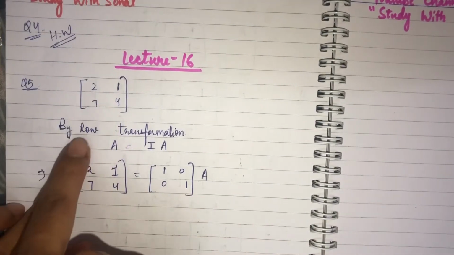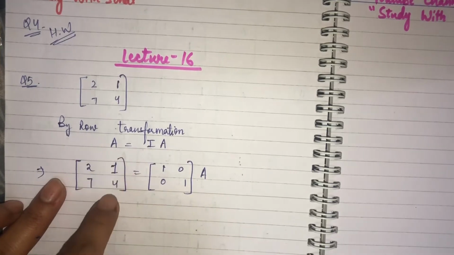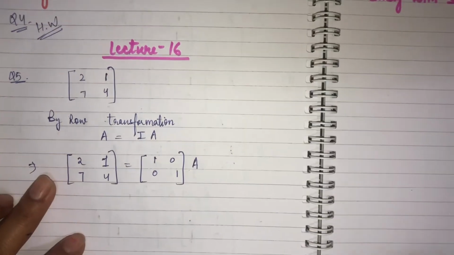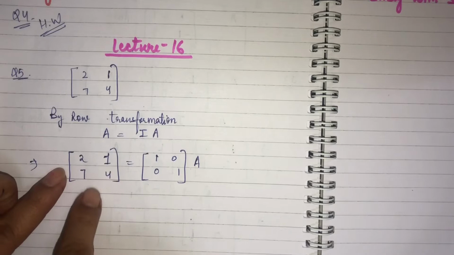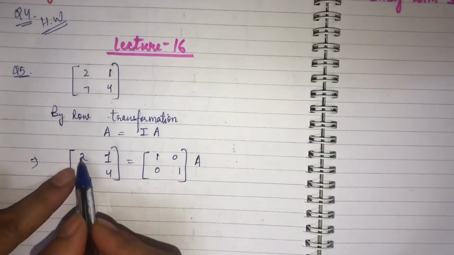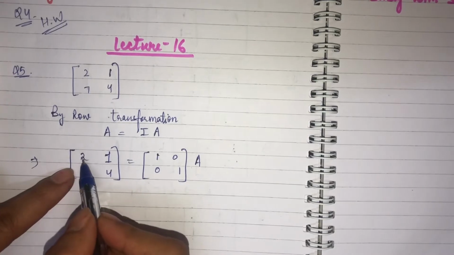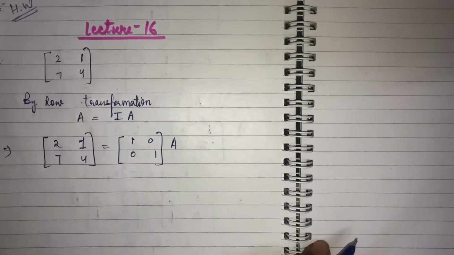By row transformation, we write A = IA. A is the matrix, I is the identity matrix, 1 0 0 1, and A is the matrix. Now what we have to do is change this matrix into the identity matrix. How do we do it? I want 1 here, and I want some bigger number here, so we can interchange the rows even. So I am doing that.